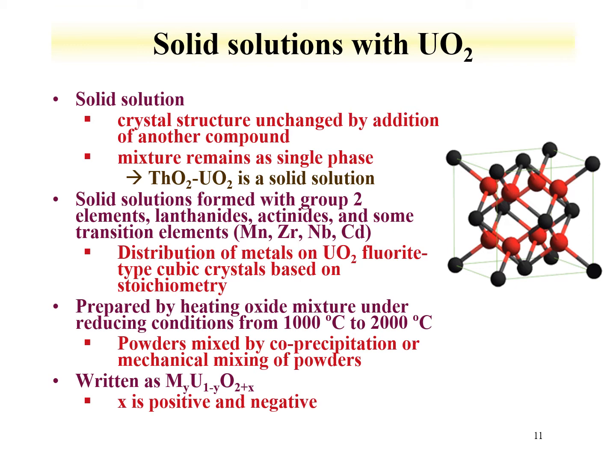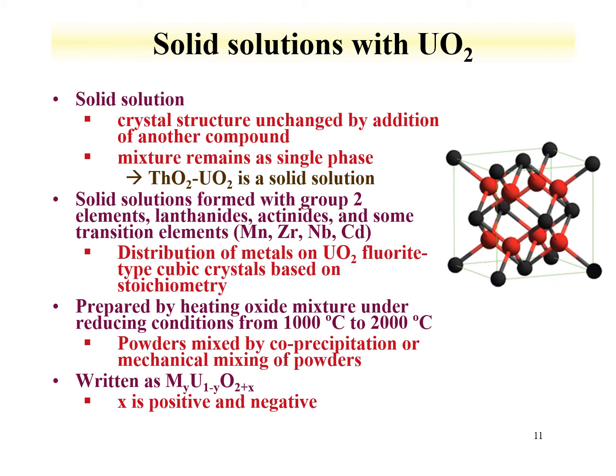Another interesting property of uranium dioxide is its formation of solid solutions. As a review, solid solutions are basically compounds formed from a mixture of species where the crystal structure is unchanged by the addition of one compound to another. In this case, the mixture, what we call the solid solution, remains as a single phase. An example of a solid solution is thorium dioxide and uranium dioxide.